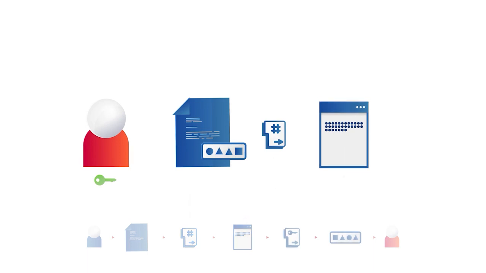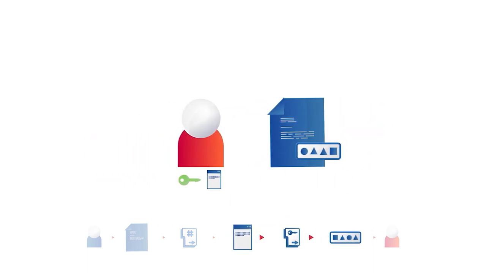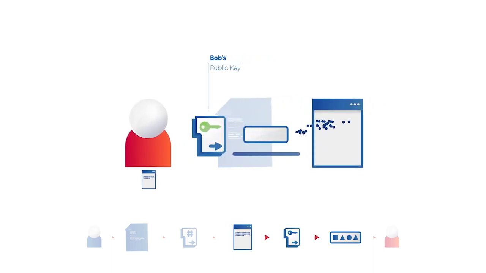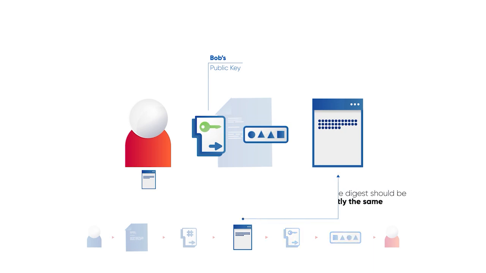Additionally, as Bob ran the digest through his private key algorithm to create the digital signature, Alice can decrypt the digital signature with Bob's public key algorithm to also get a digest. If the signature is untampered, the digest should also be exactly the same.